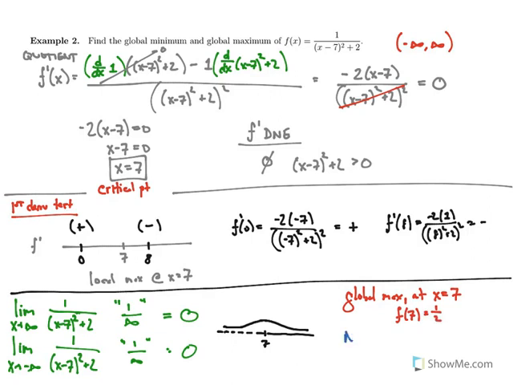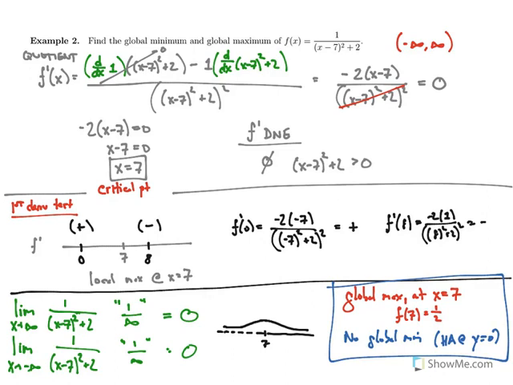And there is going to be no global min. The reason for that is because we're going to keep on getting closer and closer to 0, but never actually get there. That's because the limit's going to go to 0. We have a horizontal asymptote at y equals 0.